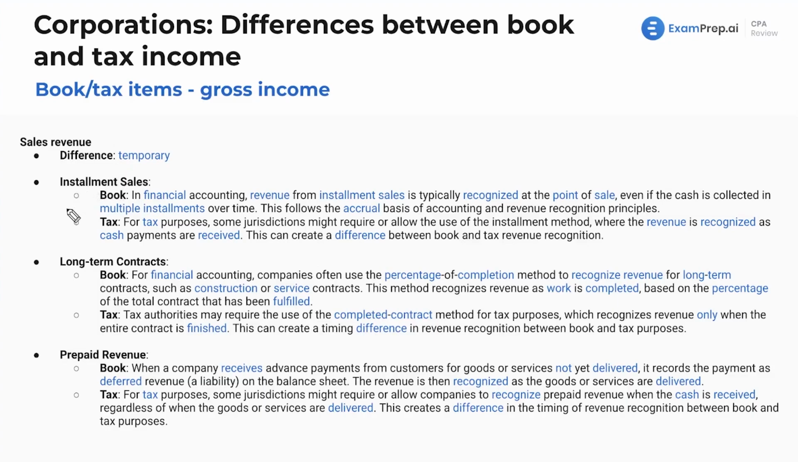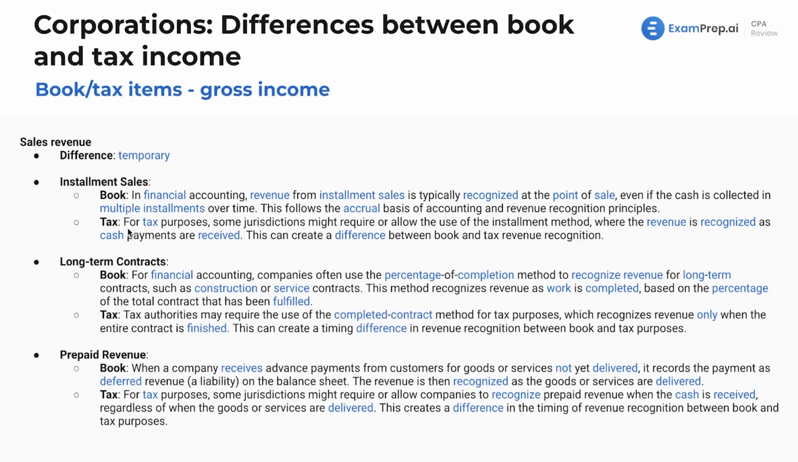So 3 different types of sales revenue differences that create temporary differences. Well, installment sales, we go over this in other lessons as well, but for book purposes, revenue from installment sales, meaning you just get payments over installments, typically is going to be recognized at the point of sale because you completed your end of the bargain at the point of sale, presumably. Even if the cash is collected in multiple installments over time, this is going to follow accrual basis of accounting and revenue recognition principles. So if you are selling a car to someone, you sold them the car, but you get payments over time, you fulfilled your end of the bargain. You sold them the car, they have it. So you can recognize all that revenue right away.